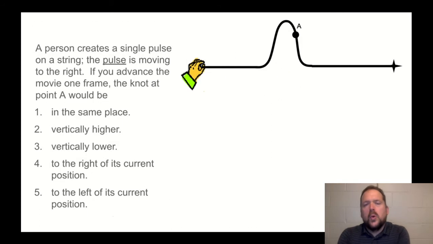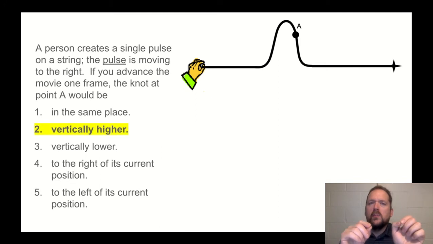But for those of you that want to have some practice with some questions regarding wave phenomena, here we go. If a person creates a single pulse on a string and the pulse is moving to the right, if we were taking a movie of this and we advanced the movie one frame, what would happen to that knot at point A? Would it be in the same place? Would it be vertically higher, vertically lower, to the right of its current position, or to the left of its current position? Well, the correct answer here is that it would be vertically higher.